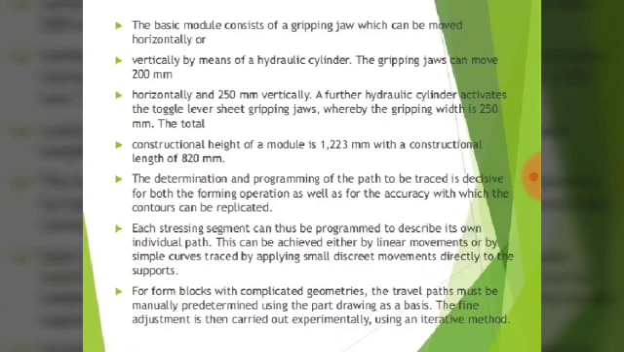This can be achieved either by linear movement or by simple curves traced by applying small discrete movements directly to the supports. For foam blocks with complicated geometries, the travel paths must be manually predetermined using the part drawing as a basis. The fine adjustment is then carried out experimentally using an iterative method.